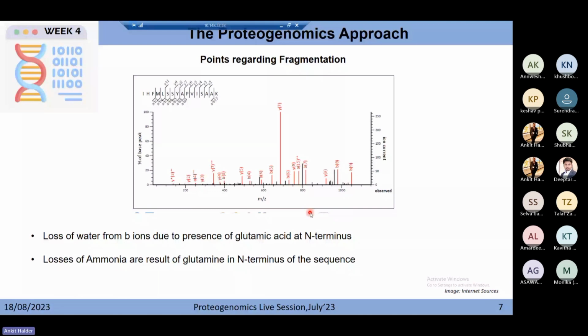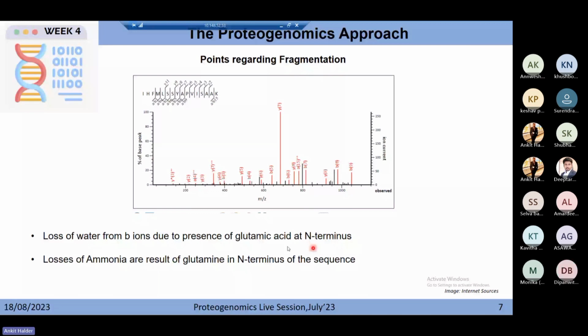But with the help of software we can easily do that, and it helps us in the identification of that particular protein. So this is the reason why loss of water from B ions is due to the presence of glutamic acid at the N terminus. If glutamic acid is present at your N terminus, then some of these characteristics of the peptide, based on the amino acid, lead to some losses. So one example is the loss of water from B ions due to the presence of glutamic acid at the N terminus.